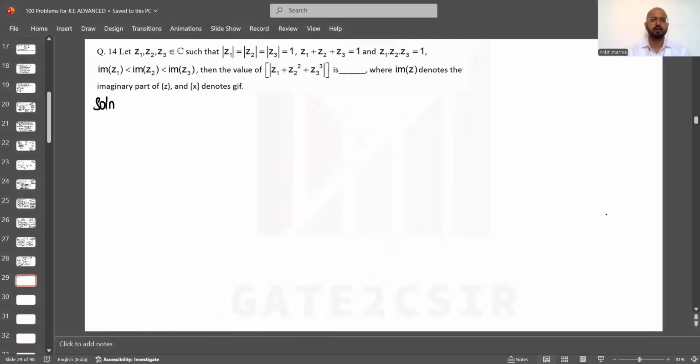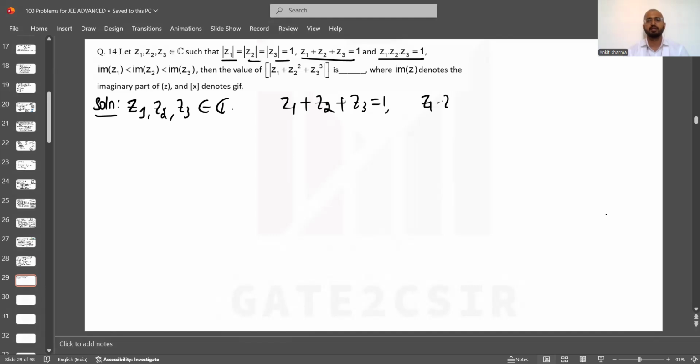Coming to the next, we have a question. We have three complex numbers and they are unimodular, and such that this happens and this. So if we consider three complex numbers, say Z1, Z2, and Z3, and we are given that the sum Z1 plus Z2 plus Z3 is given to be 1, and Z1 into Z2 into Z3 is also given to be 1. So this looks like the sum of roots, and this looks like the product.